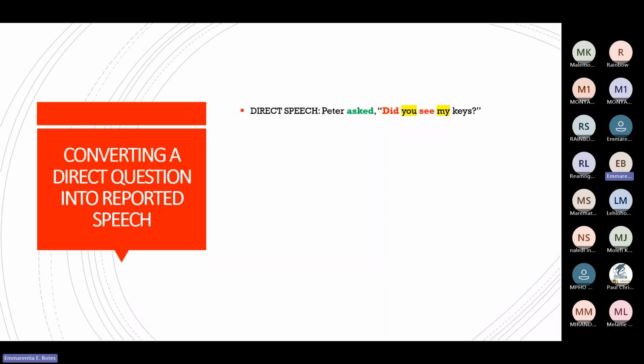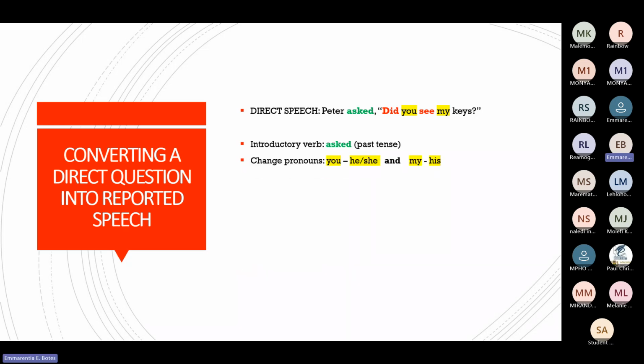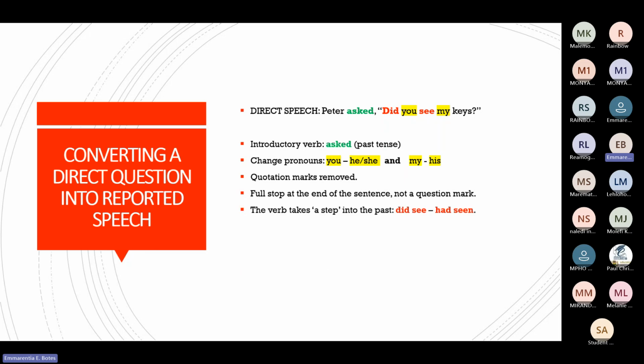Direct speech: Peter asked, did you see my keys? Our introductory verb, ask, past tense. We have to change the pronouns, and quotation marks are removed as well as the question mark. Because now we have a full stop at the end of the sentence, not a question mark, when we report it. This is because the person reporting is not asking a question. You are simply reporting what that person asked.